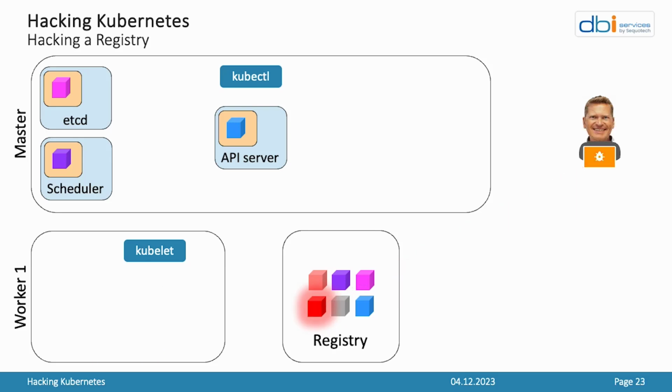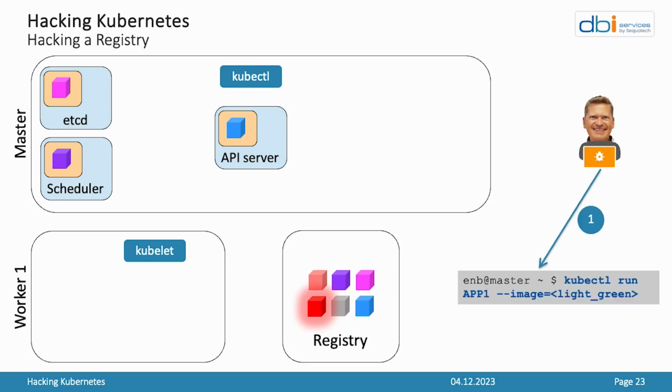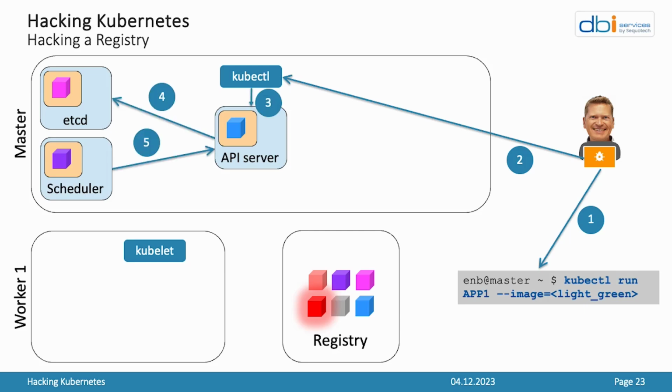And so now I could be any user of the Kubernetes cluster. I will just do my administrative task like before. I would like to create a pod like before by using the light green. That's the image that has been poisoned. And so everything is the same. I don't need to be a hacker anymore. I'm a standard user. I run my command.